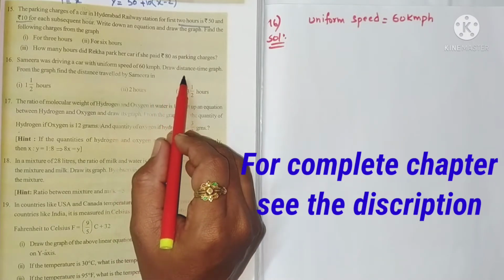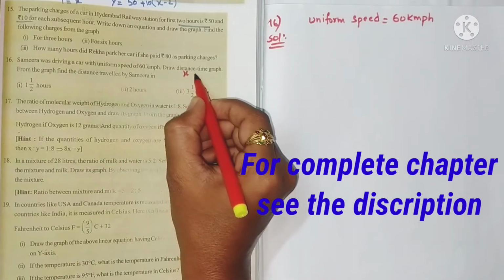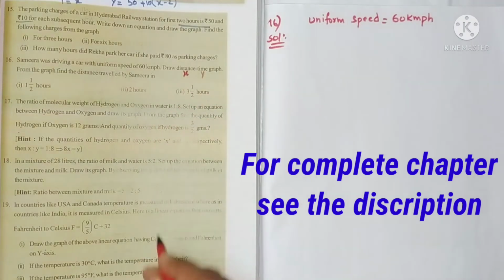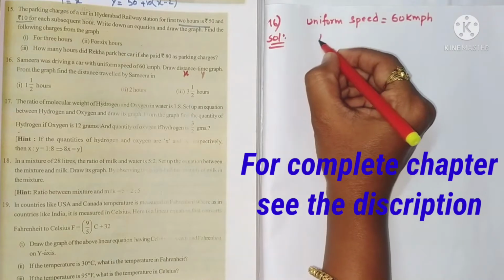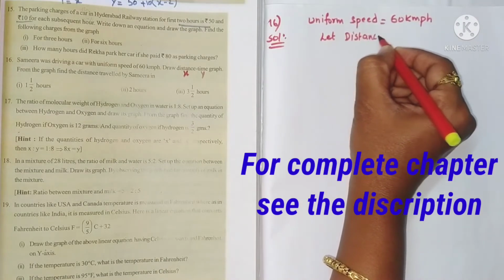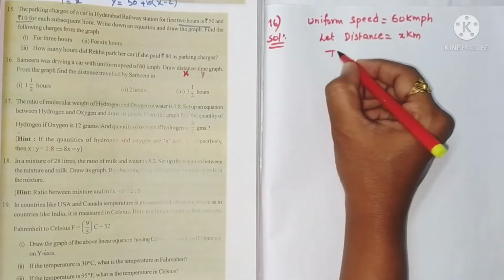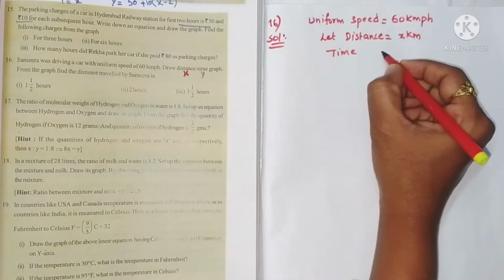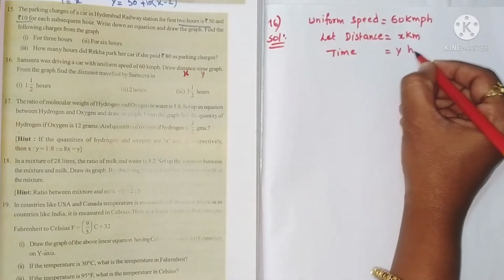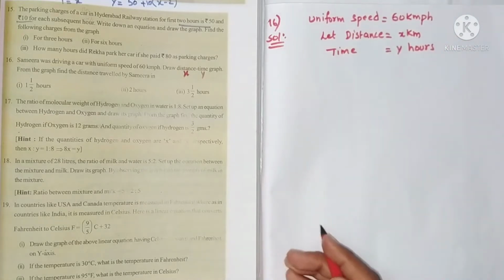So distance-time graph means distance is on the x-axis and time is on the y-axis. So let distance be x kilometers and time be y hours. Here they gave per hour, so hours.